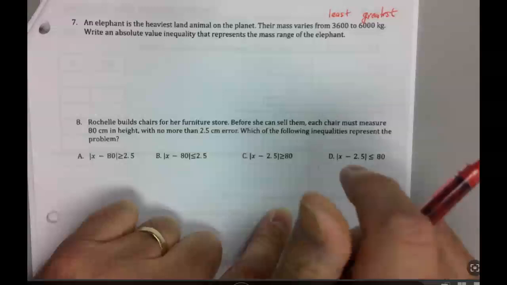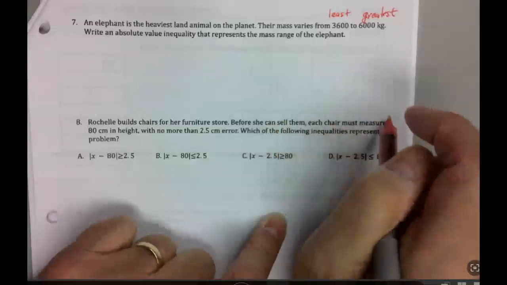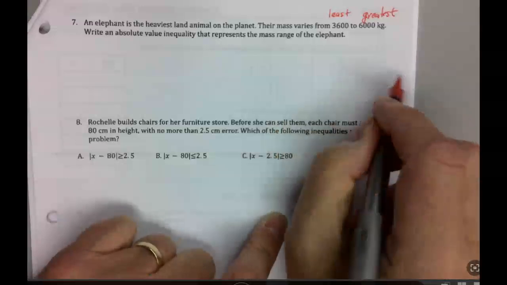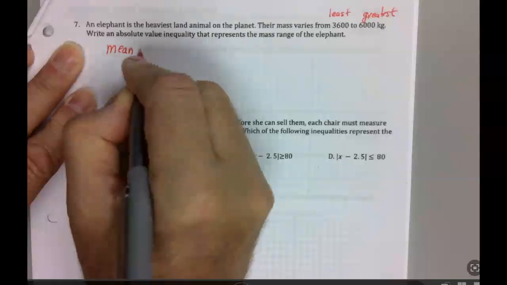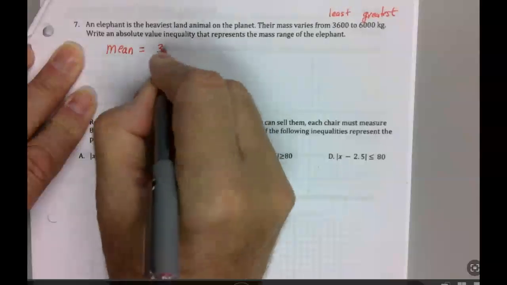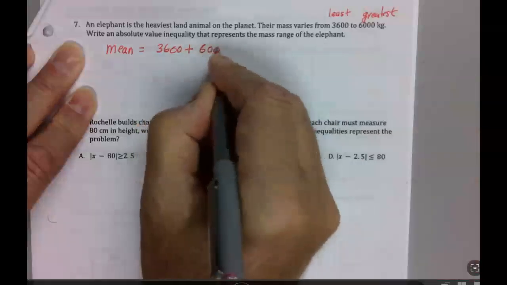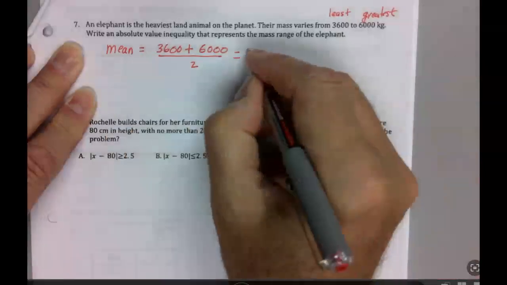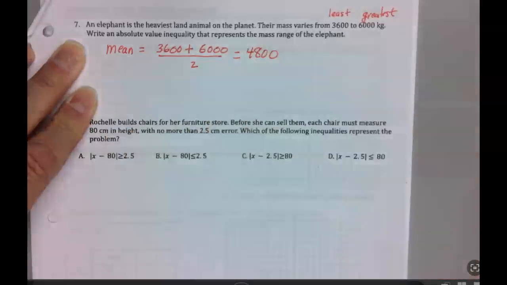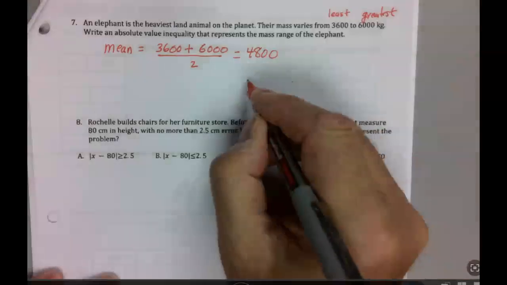Correct? So the first thing we have to find is the mean, don't we? The middle. So the mean, does everybody agree with me, is equal to 3,600 plus 6,000 divided by 2. So does that come out to 4,800? I think that's correct. So here we go.